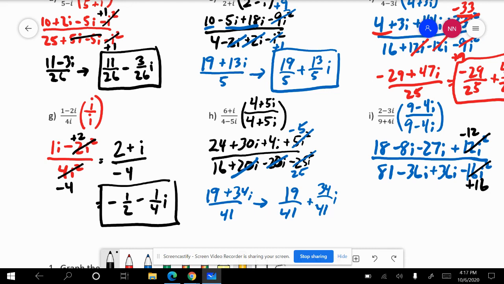18 minus 12 gives us 6. Negative 8i minus 27i gives us negative 35i. Middle terms cancel. 81 plus 16 gives us 97. So we have 6 over 97 minus 35 over 97i.